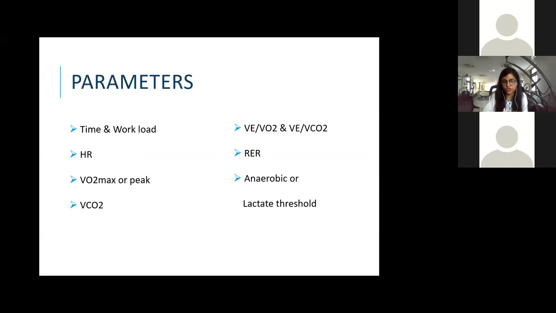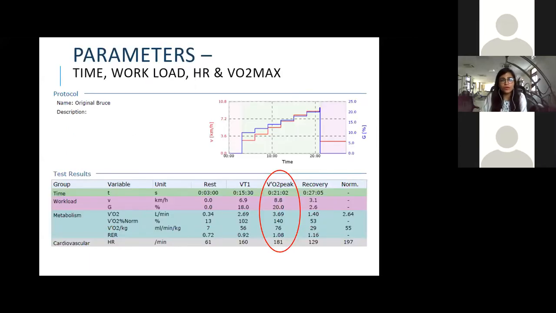Anaerobic or lactic threshold. Now, when we see in the report, there are 4 columns side by side. One is at the rest. VT1 suggests the anaerobic threshold, or where we have decided the anaerobic threshold is. At that time, what were all the values? Then VO2 peak or VO2 max values, recovery values, and the rightmost is the expected or predicted value for that person.